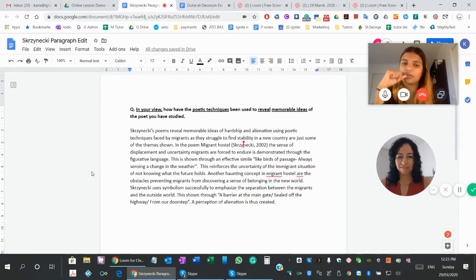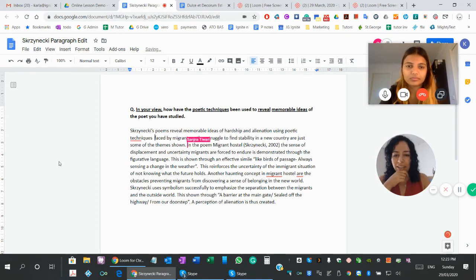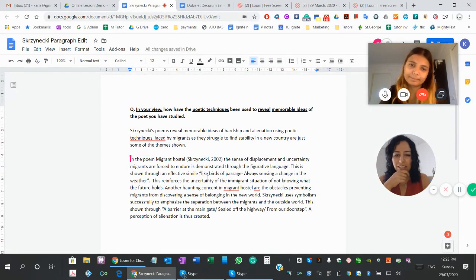It's just some of the things shown. Okay, so it doesn't quite flow, right? No. Okay, so how could you make that connection between techniques and faced? Using poetic techniques. I'm not sure. Okay, cool.